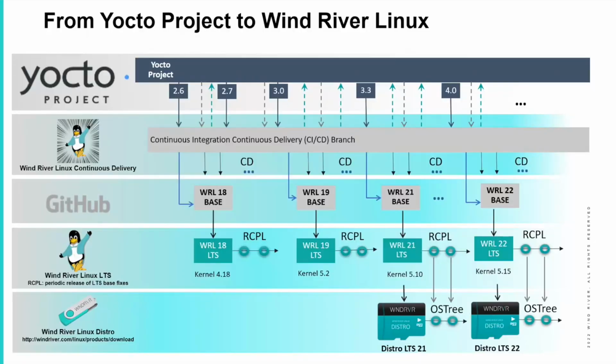So this just gives you an overview of how things flow in and out of the Yocto project to Wind River. You can see up there on the Yocto project, there are major releases like 3.3 and 4.0 that come out periodically. The Yocto project does 2 releases per year. We do 1 major LTS release per year, and we do every other release, though we continuously integrate into our CI/CD branch.